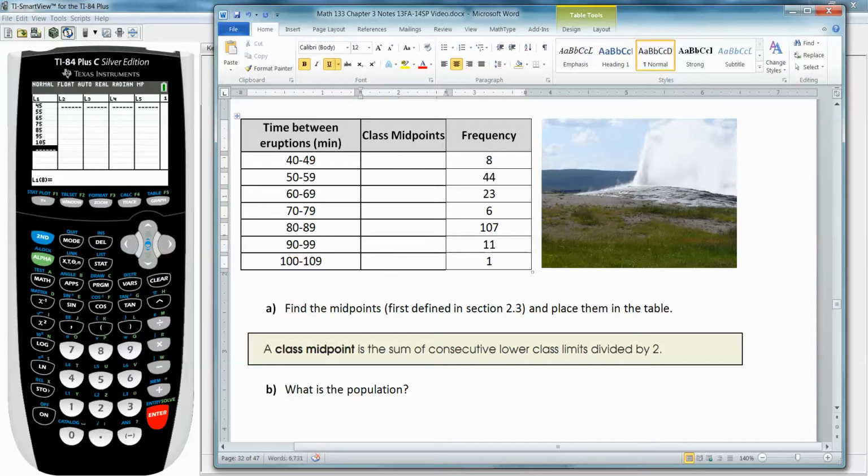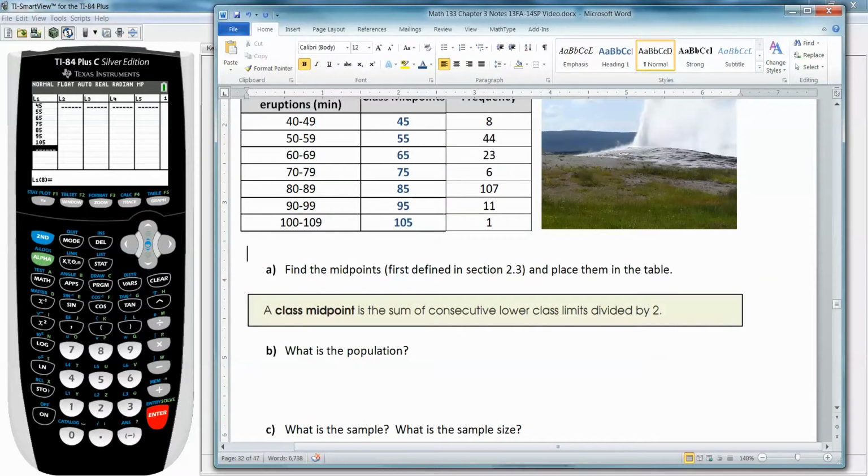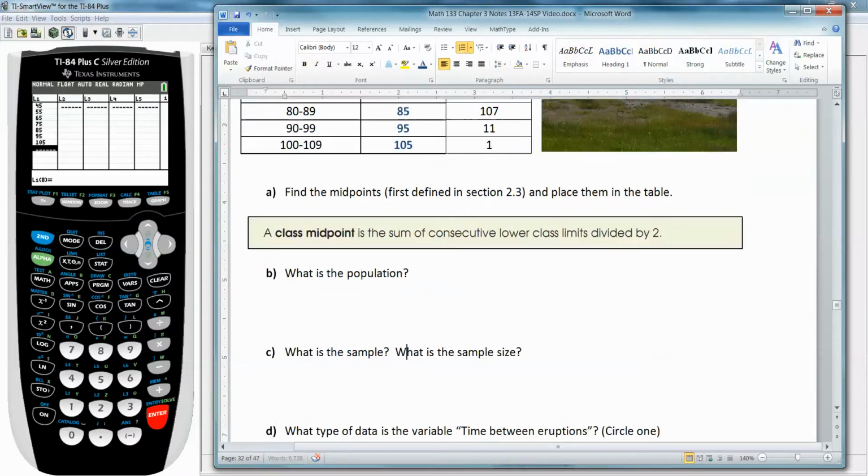Let me type those in one sec. There, we've got those in. I'm going to make them a slightly different color. Ooh, that's too light. How about blue? There we go. All right, so now find the midpoints. We did that. And then population sample, all that good stuff.